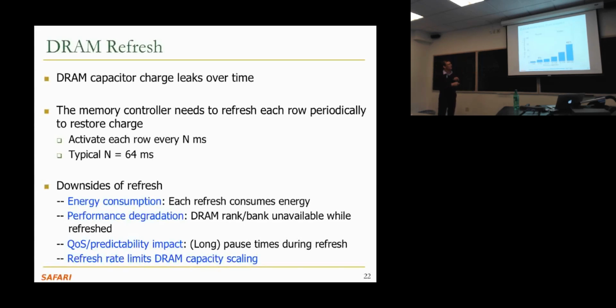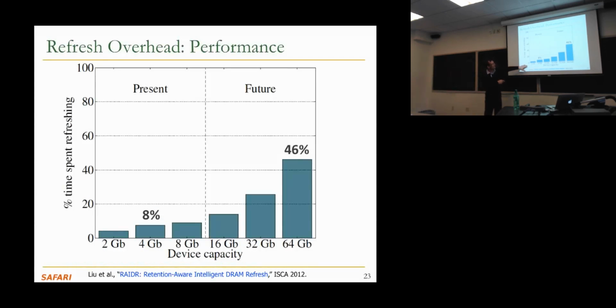And I'll show you an example of this problem, published last year. On the x-axis, this shows the capacity of the DRAM chip itself, from 2 gigabits to 64 gigabits. These are today's real devices, and these are future projected devices. And this is the percentage of time the device spends refreshing. Today, it's about 8% with 4 gigabit devices, and it's going to increase into the future. And even 8%, you don't want to lose it. This number is actually debatable, but the trend is correct in many different systems.